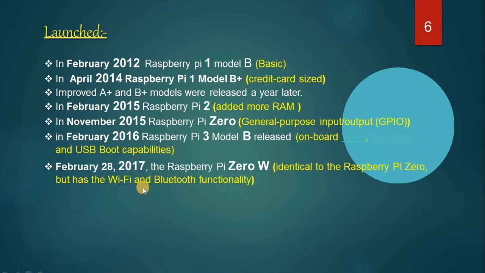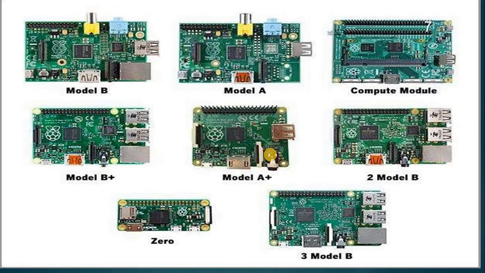And the last model, latest model Raspberry Pi 0W, launched on February 28, 2017. It is identical to the Raspberry Pi 0 but has the Wi-Fi and Bluetooth functionality. This is the list of all the Raspberry Pi models and launched years. This slide contains all the pictures of the Raspberry Pi models.